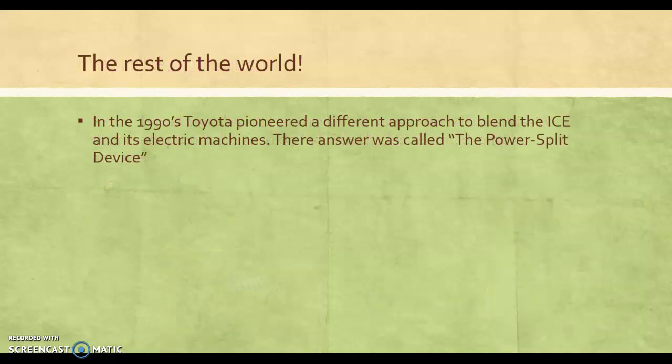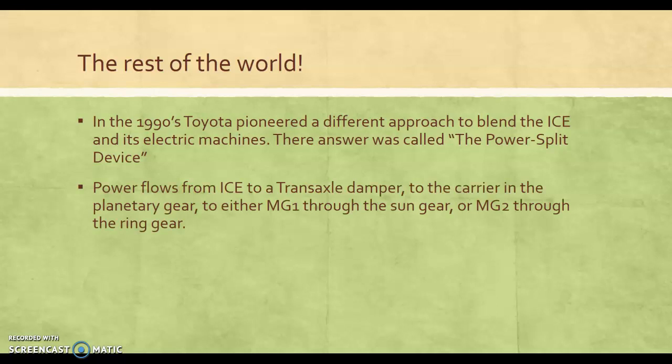So the rest of the world, when it comes to hybrids, and this is like 90% of them out there, kind of piggybacked off Toyota's system, which Toyota pioneered in the 90s, which is to blend the ICE and the electric motors. They called it the power split device. So basically, power flows from the ICE to the transaxle damper, and then to the carrier, to the planetary gear, to either MG1 through the sun gear or MG2 through the ring gear.